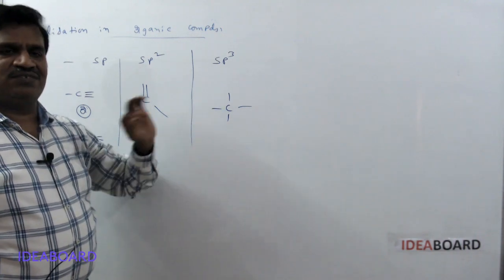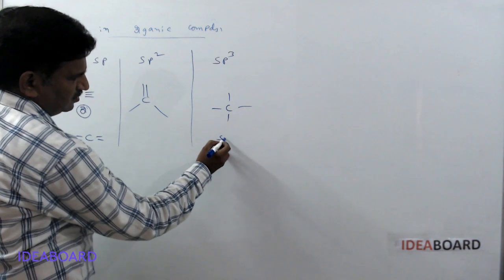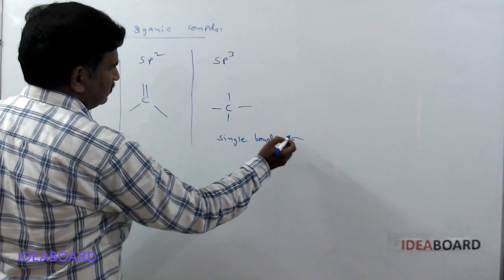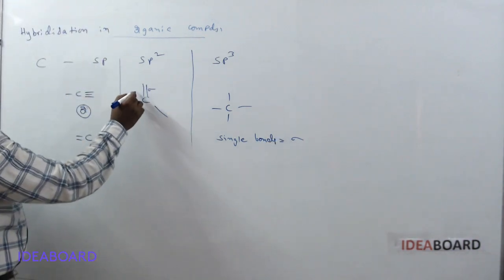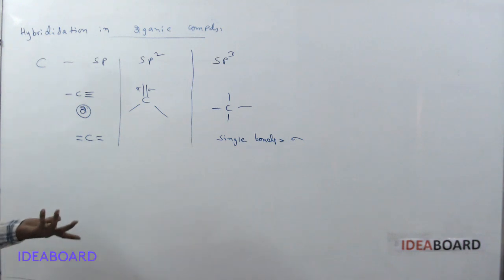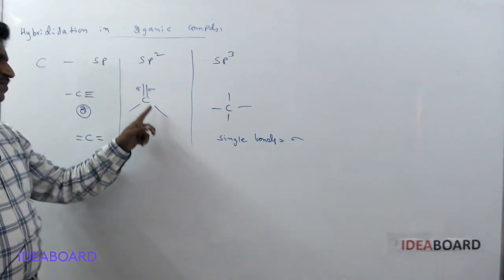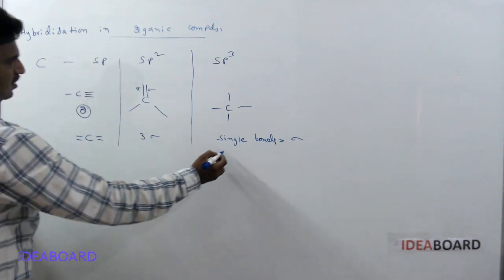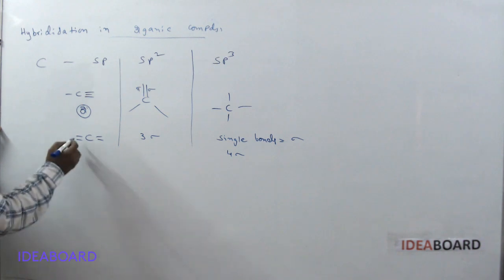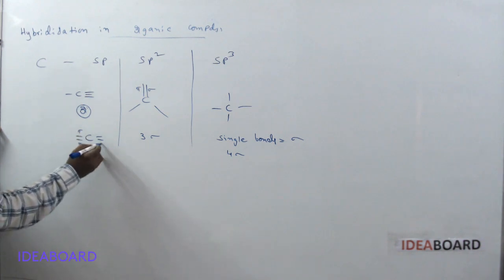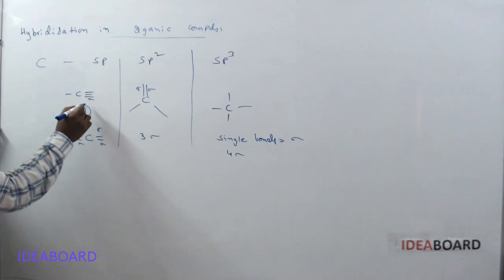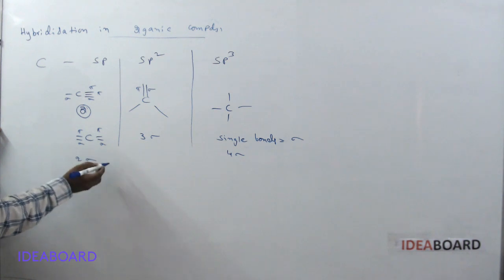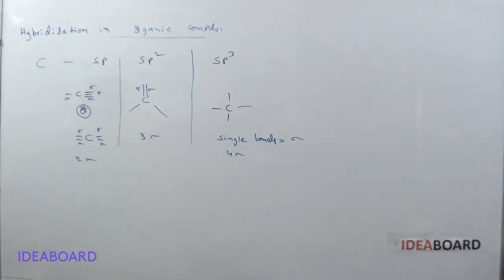Remember, all single bonds are sigma bonds. Always, all single bonds are sigma bonds. And if there is a double bond, one is sigma, one is pi. Pi bonds are not considered for hybridization. So how many sigma bonds are present? 3. 3 sigma bonds means sp2. And here, how many sigma bonds? 4. And here is a sigma bond, and this is a pi bond. This is sigma and this is pi. And here it is sigma, and this is pi, and this is also pi. This is sigma. So 2 sigma bonds are present, it is sp hybridization.